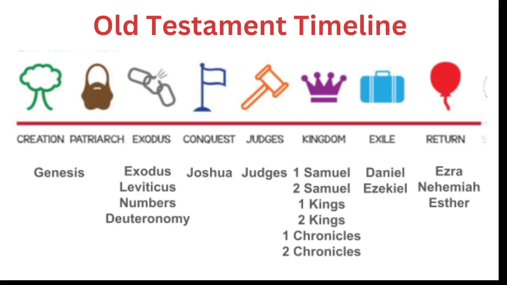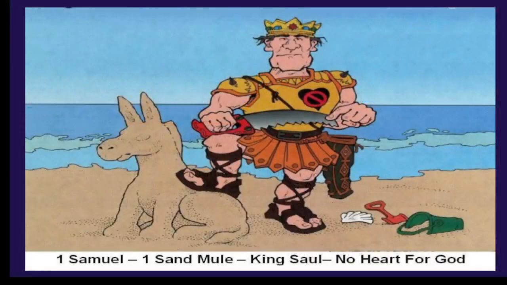So let's take a quick look at each of these books. Here was the picture we used for 1st Samuel, 1 sand mule. See the sand mule? And there is a king with his foot on the sand mule, and that's the first king of Israel, King Saul. The main thing, and again, you see the saw in his hand, that reminds you of Saul, King Saul. And the most important thing to note is that he had no heart for God.